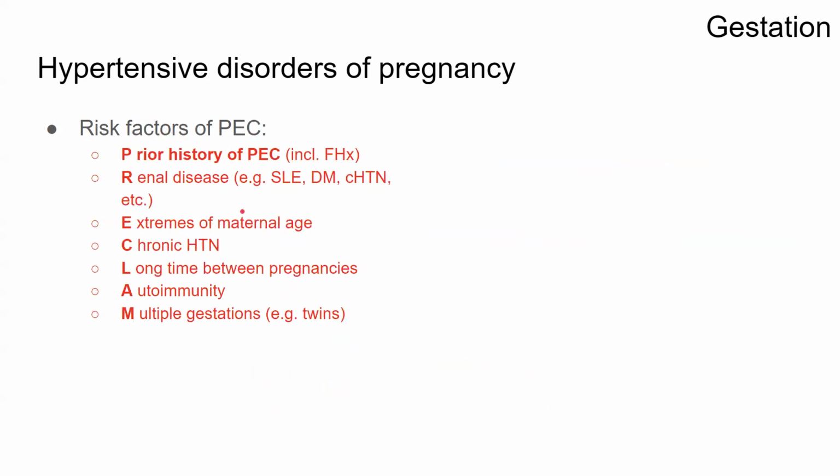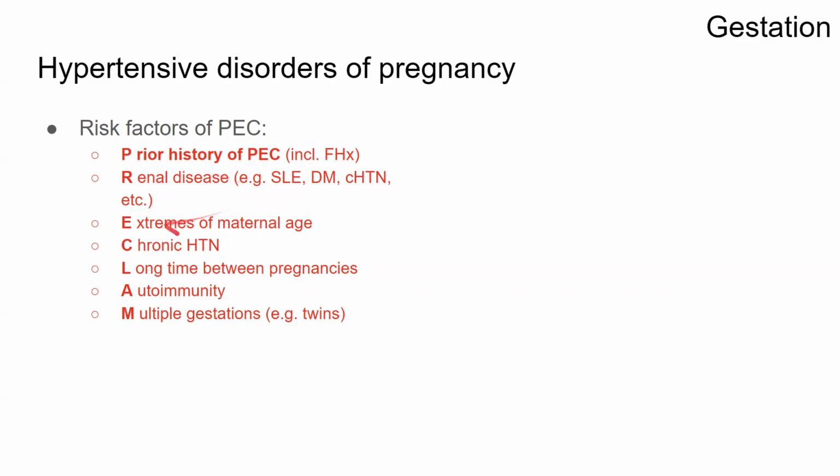Okay. So the most important risk factor for preeclampsia is a prior history of preeclampsia. And that's consistent with a bunch of pathologies in OB/GYN, is if they've had a past history of the condition, they're at an increased risk of having it again. And that applies to preeclampsia as well. It also applies if they've had a family history of preeclampsia. If they have renal disease, so like lupus, diabetes, chronic hypertension, so on and so forth. If they are at extremes of maternal age, so if they're really, really young or if they're really, really old, that's a risk factor for preeclampsia.